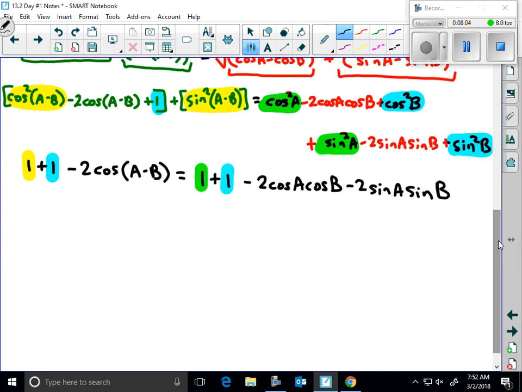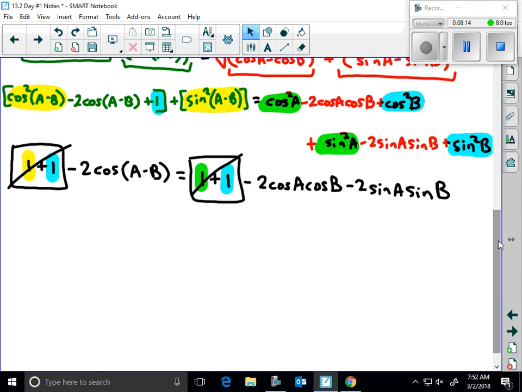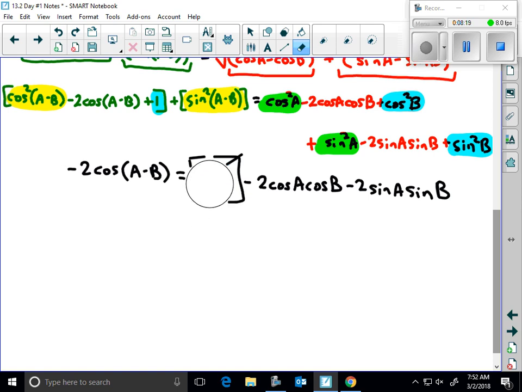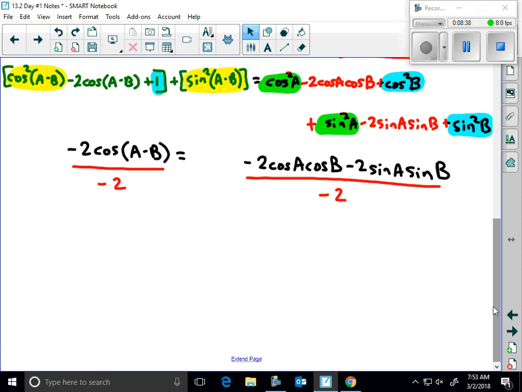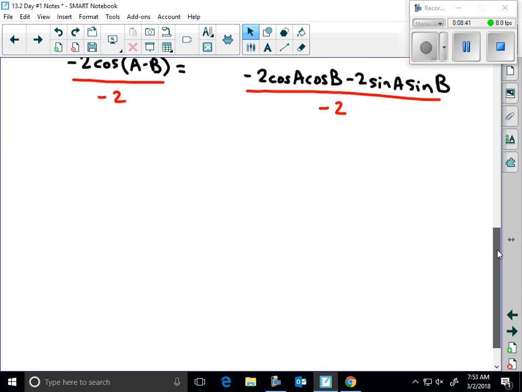So hopefully so far you've been able to stick with me. Now check this out. If I have a 2 on both sides like this, they're going to cancel. Okay, so then what I've got here is negative 2 cosine A minus B equals negative 2 cosine A cosine B minus 2 sine A sine B. You might see it already, but I'm going to divide both sides by negative 2. And you guys, our proof is almost complete. This is one of the toughest proofs you'll probably experience in your pre-calc.